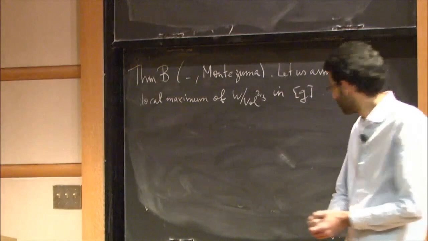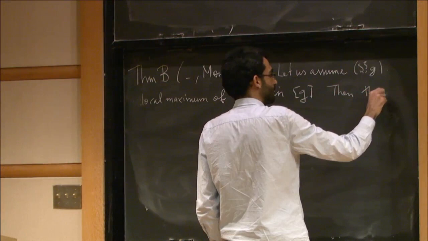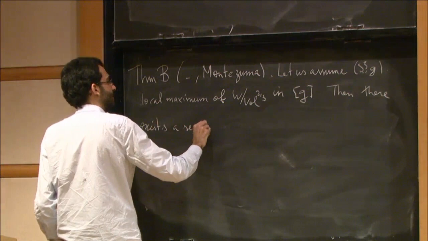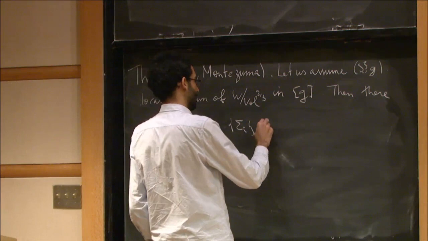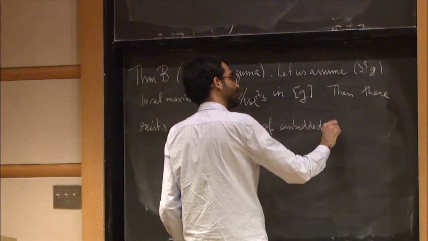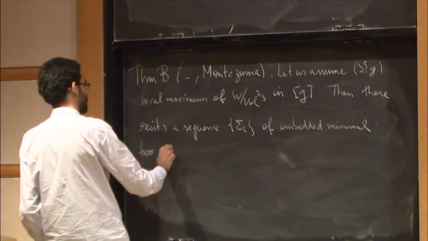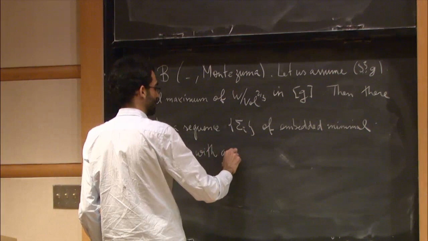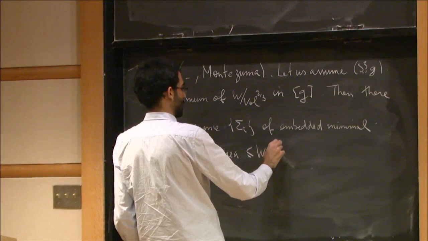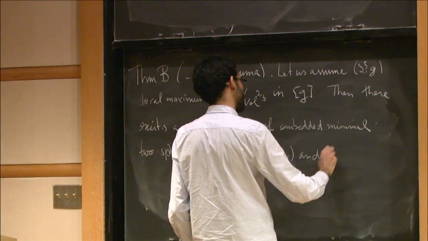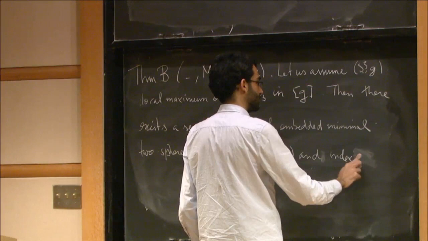The Euler-Lagrange equation is the following. Then there exists a sequence sigma_i of embedded minimal two spheres with area at most W and index at most 1. Notice that I'm not making the assumption star, right? Such that, bear with me, the statement is long.